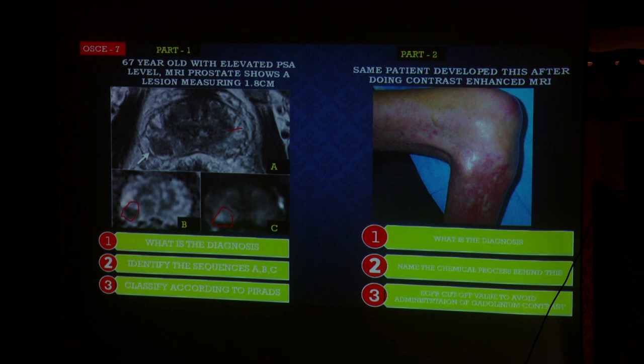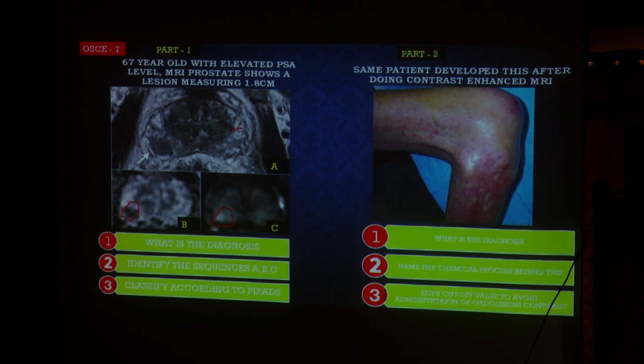So you are giving contrast for the same patient, but after some time the patient developed this. What is this? This is nephrogenic systemic fibrosis. Okay, here you can see there is significant fibrotic contracture of the limb. So this is nephrogenic systemic fibrosis. Name the chemical process behind this. What is the chemical phenomenon happening behind this?